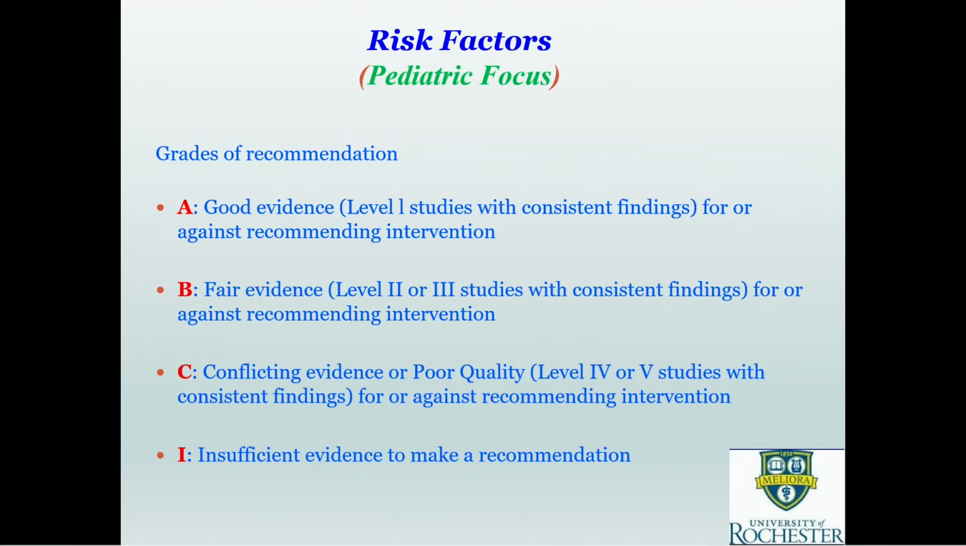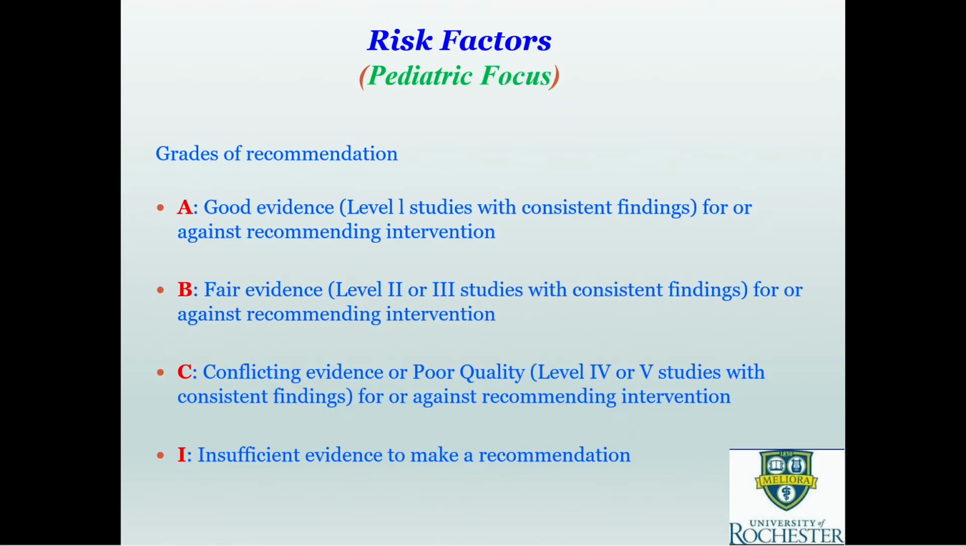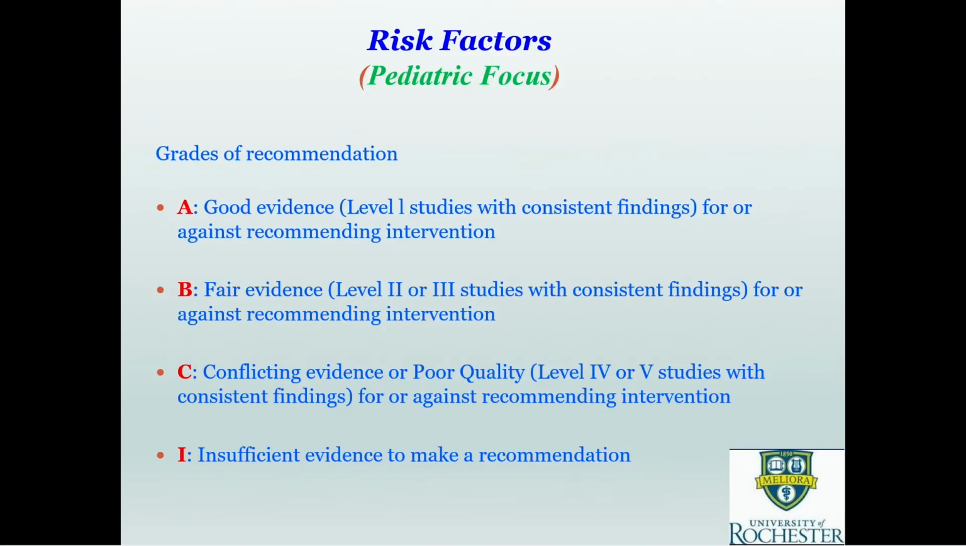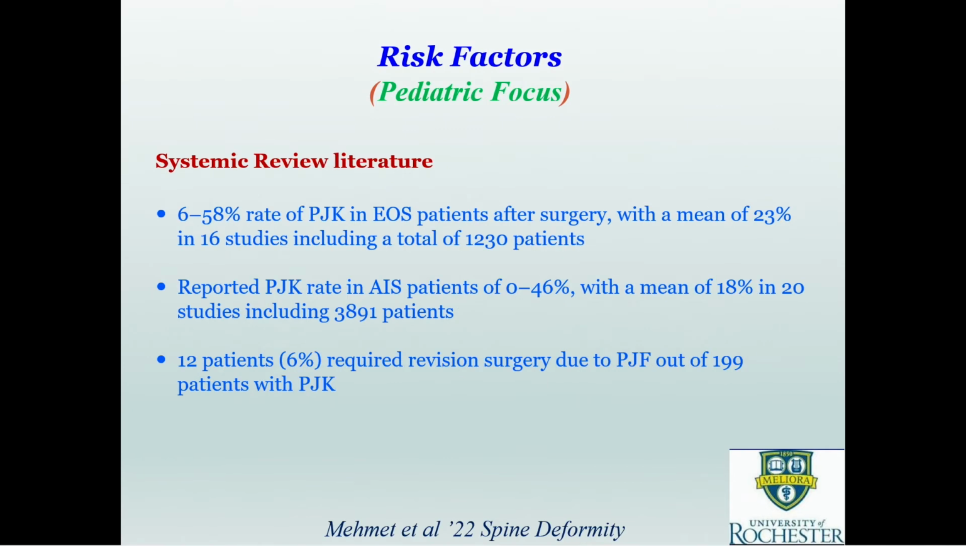So we look at the grade of recommendation. Grade A is very rare, we have very few of those in spine, and this is based strictly on level 1 studies. Grade B recommendations are fair evidence, level 2 and level 3 studies. A majority of the studies we have with regards to PJK are level 3 studies, so it falls within grade B recommendation. And you have conflicting evidence or poor quality, which are level 4 and level 5 studies. And grade I is insufficient evidence to make any recommendations.